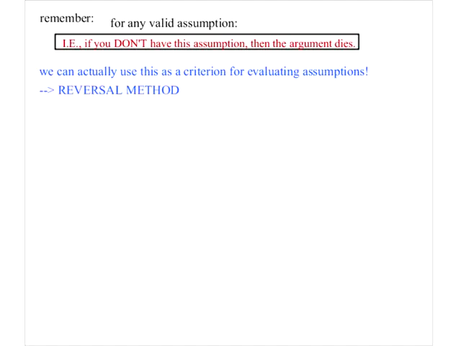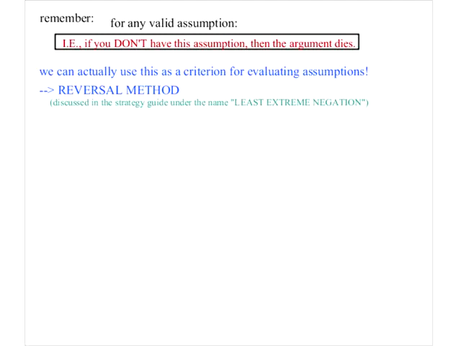The reversal method is also discussed in the strategy guide. It has a different name in the strategy guide: least extreme negation. The way this works is you use this fact to go through your potential assumptions and evaluate them. So here's how this works.